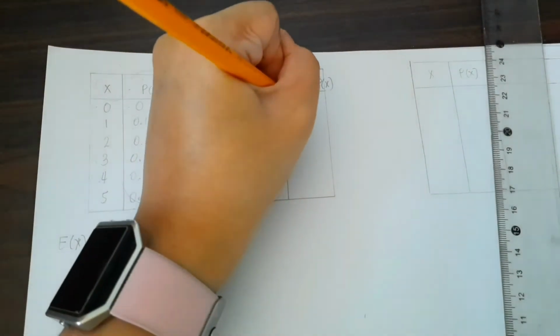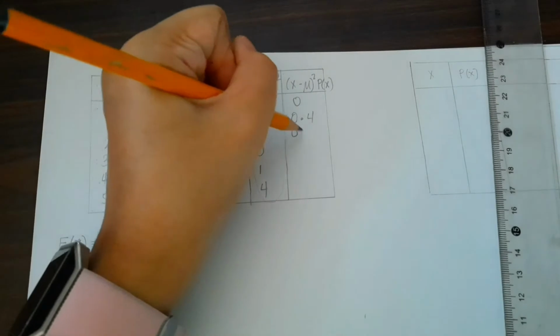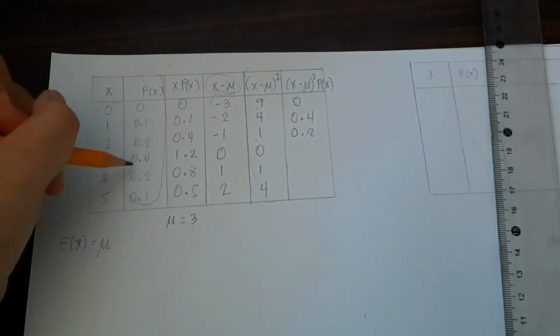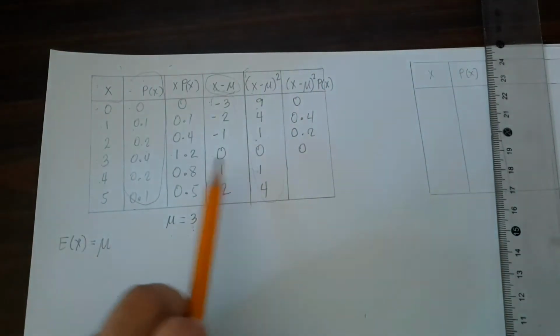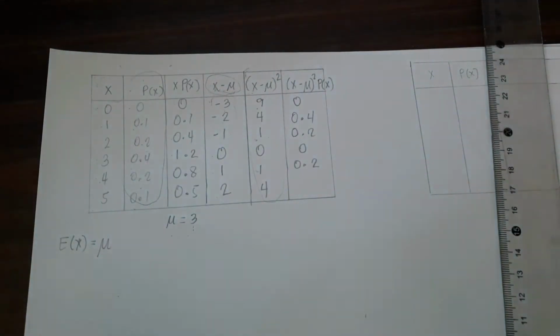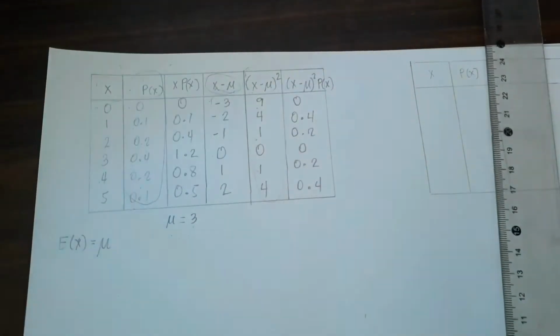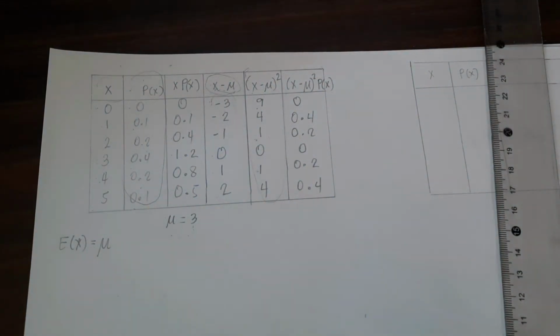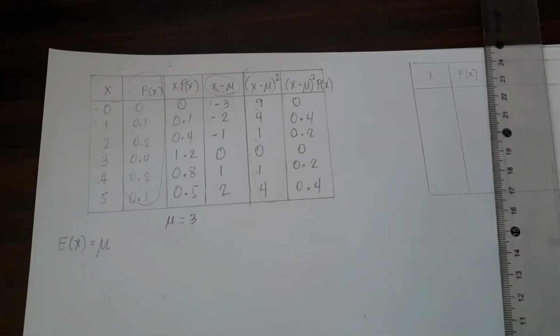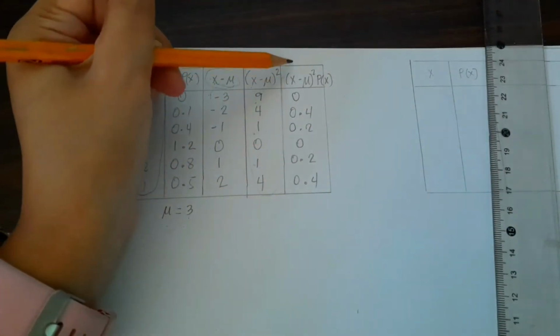1 times 0.2 is equal to 0.2. 0 times 0.4 is equal to 0. 1 times 0.2 is equal to 0.2. And 4 times 0.1 is equal to 0.4. So, after natin kunin yung ating (x minus mean) squared times p of x, yung last step natin is to sum up all the step 3. Ito yung step 3 natin. So, i-add lang natin siya.